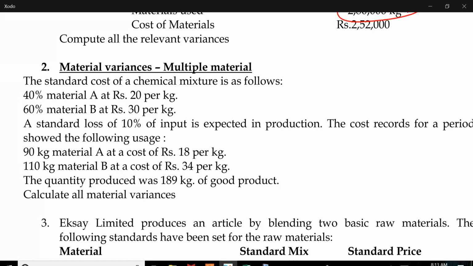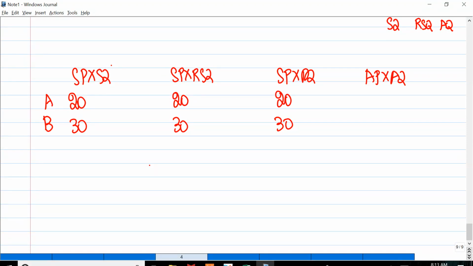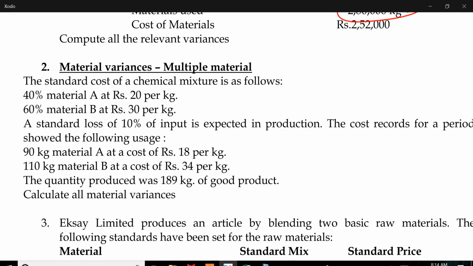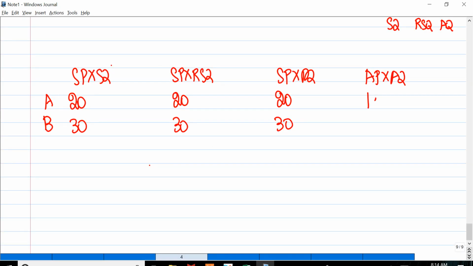Basically, to buy material A, you should spend 20 rupees per kg. Material B, you should spend 30 rupees per kg. How much do you use? They have said 40-60 mix. That mix will come in some time. 20 and 30 rupees for material A and B at 3 places. AP: 18 and 34.